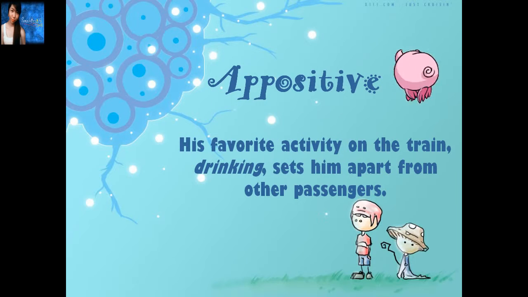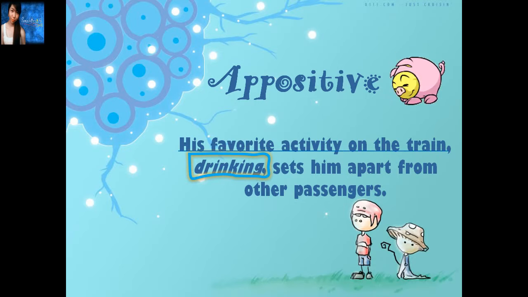Last is as an appositive. An appositive is a noun or pronoun that renames another noun right beside it. In our example, which is, his favorite activity on the train, drinking, sets him apart from other passengers. The gerund drinking renames the word his favorite activity on the train. Then, it acts as an appositive.